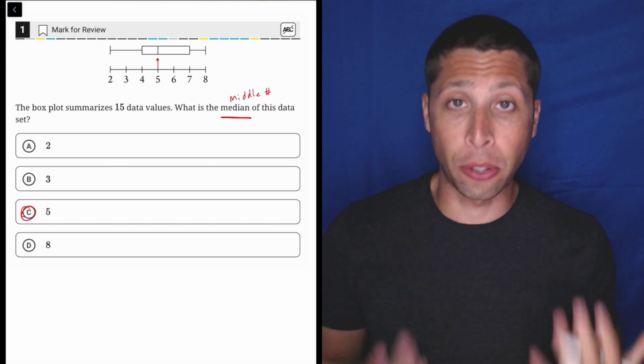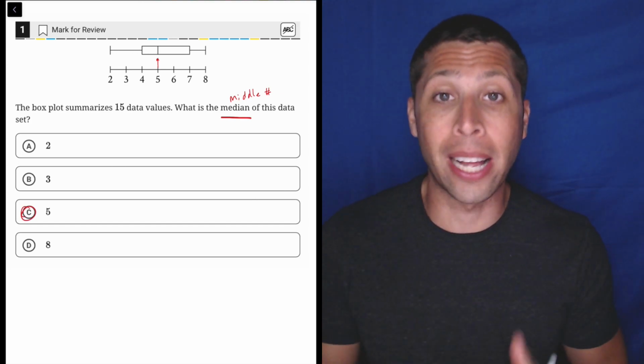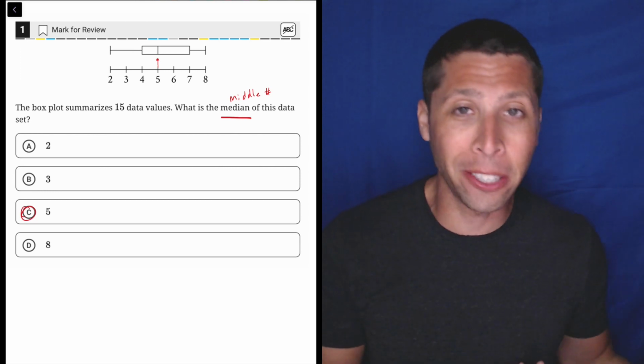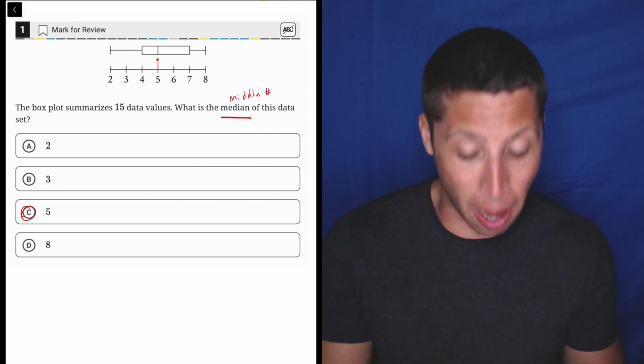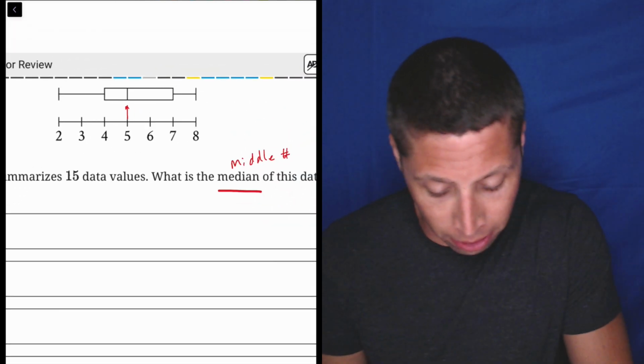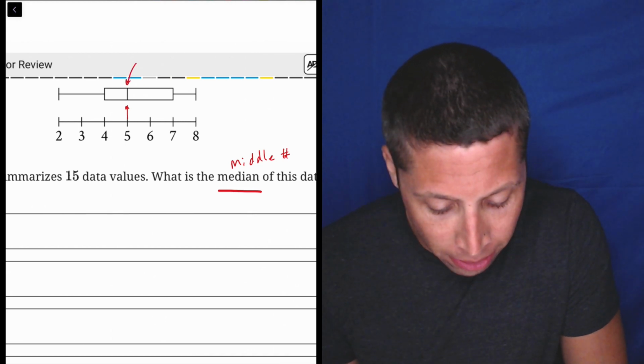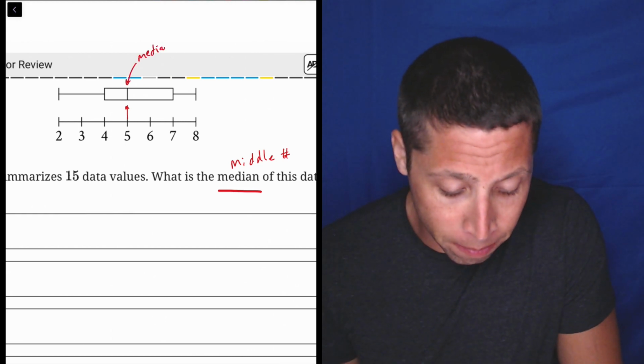Let's use this, though, as an opportunity to just review what a box plot is telling you, because if it comes up on a later question, they might ask for something more complicated. So let's zoom all the way in here. As I said, the middle of the box is the median.